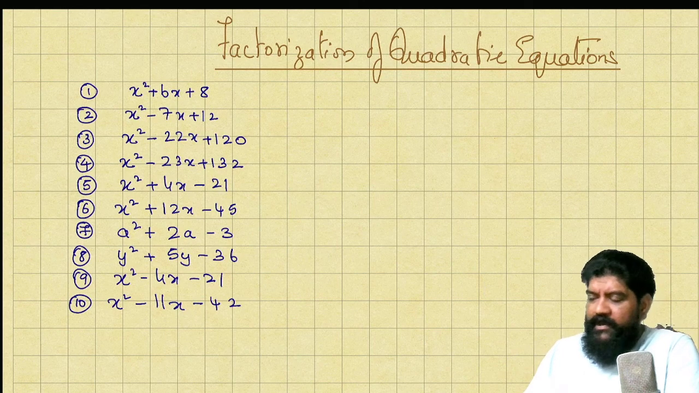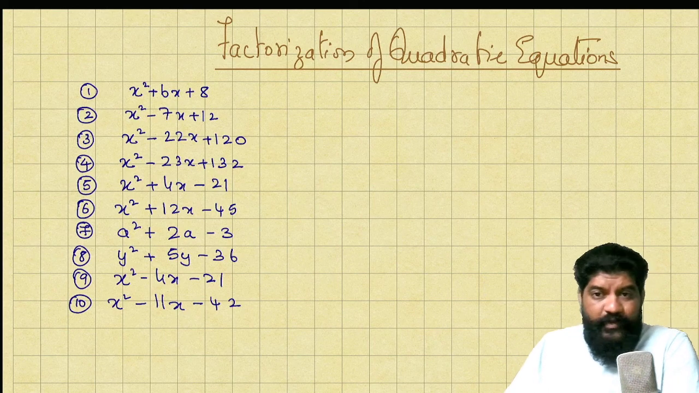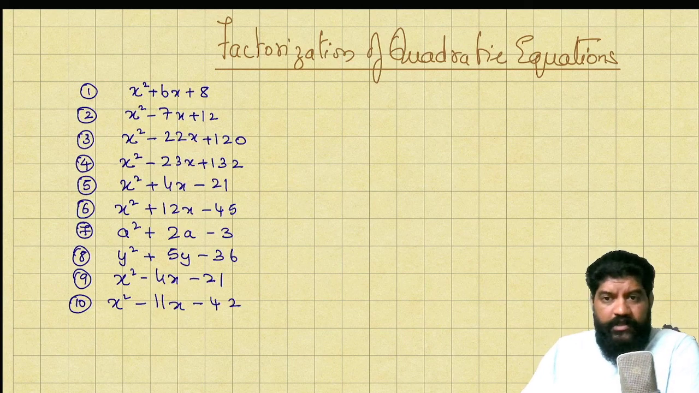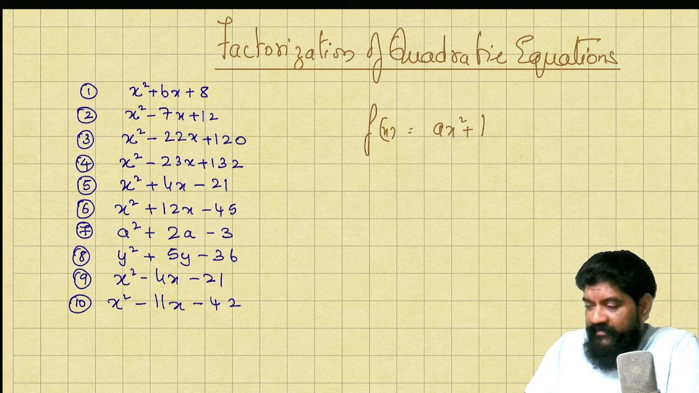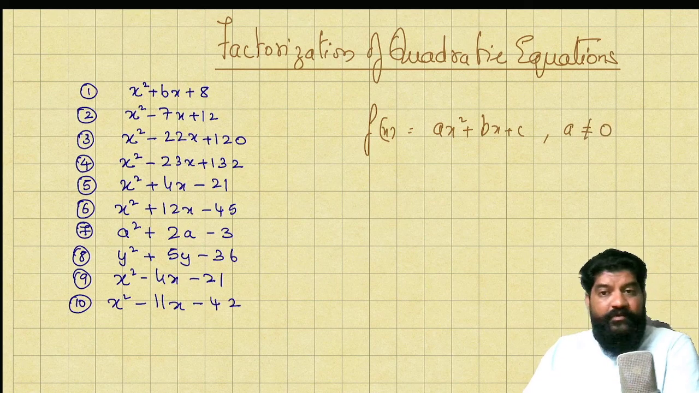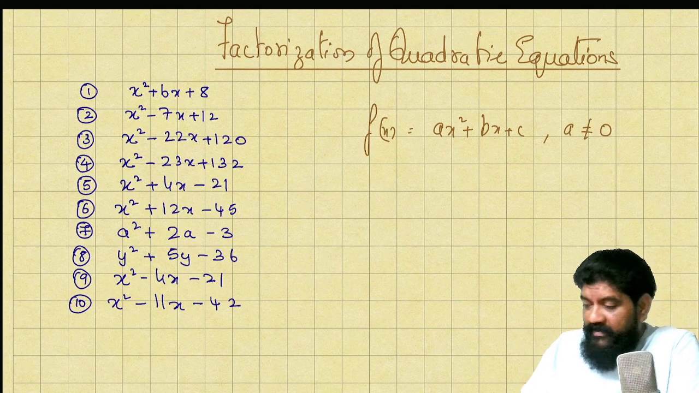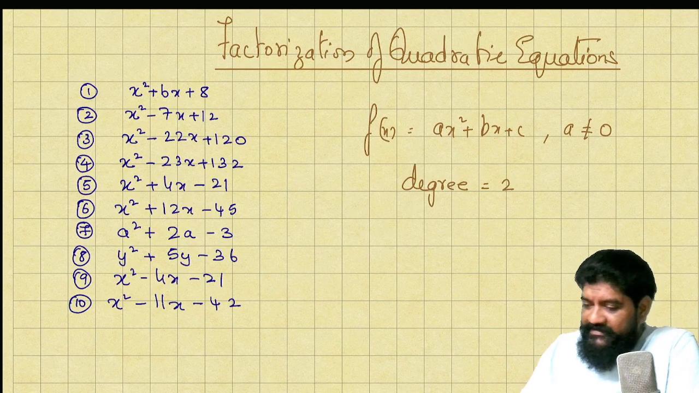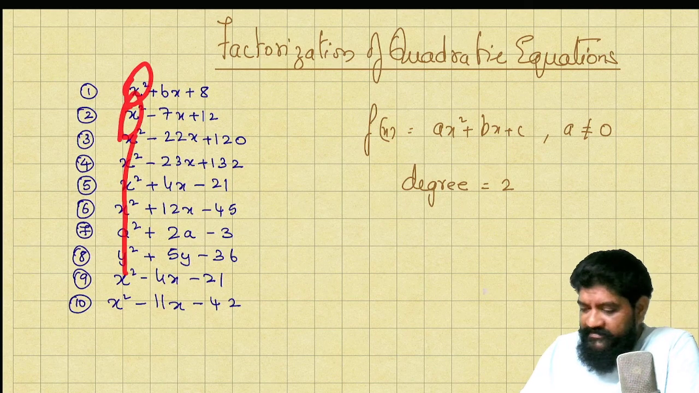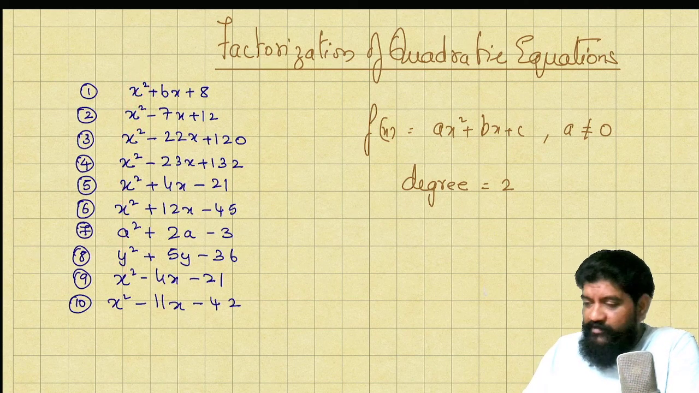The understanding is that the student who is viewing this video knows what a quadratic equation is. The standard form of a quadratic equation, if I can write, is ax squared plus bx plus c, where a is not equal to 0. Basically, a quadratic equation is an equation where the degree of the equation is 2. That's when the equation is called a quadratic equation. So you can notice here that the degree of all of these equations is 2. And therefore this is a quadratic equation.